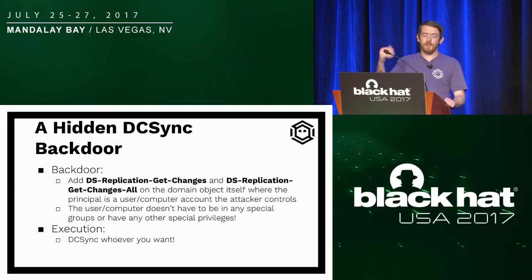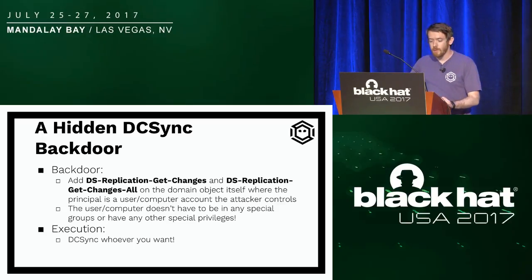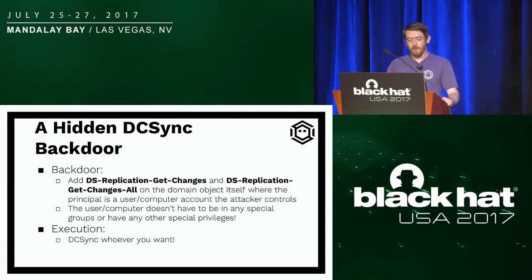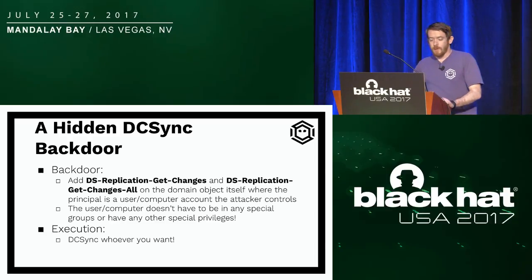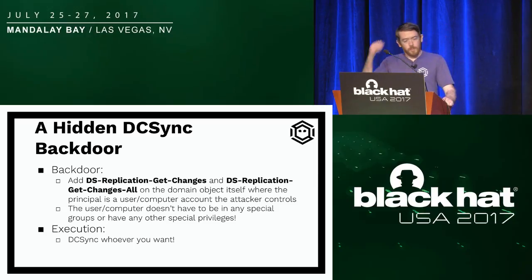I talked about those DCSync privileges. So what the attacker does to implement the backdoor is they add DS replication get changes and DS replication get changes all to the domain object itself, where they are the principal, or a user they control is the principal. Then that user or computer, doesn't matter what it is, does not have to be in any groups at all. It doesn't have to be in any privileged groups. It doesn't have to be domain admins. It doesn't have to be anything. You just leave it there.